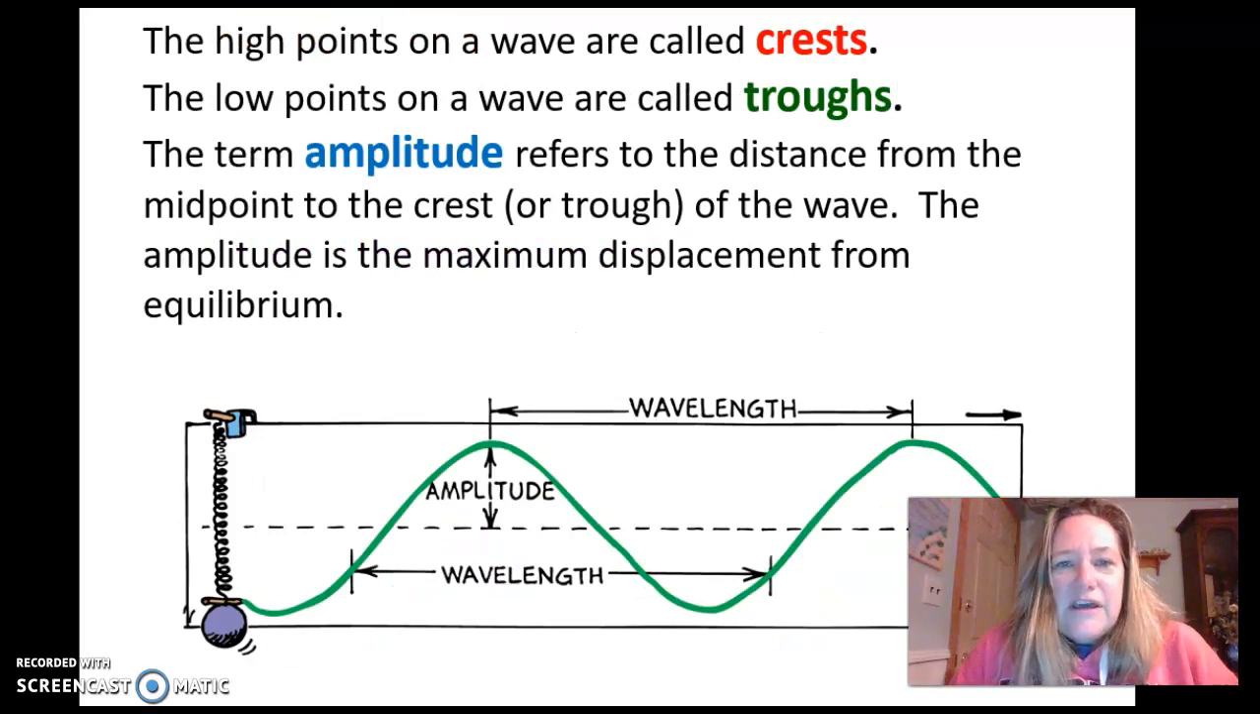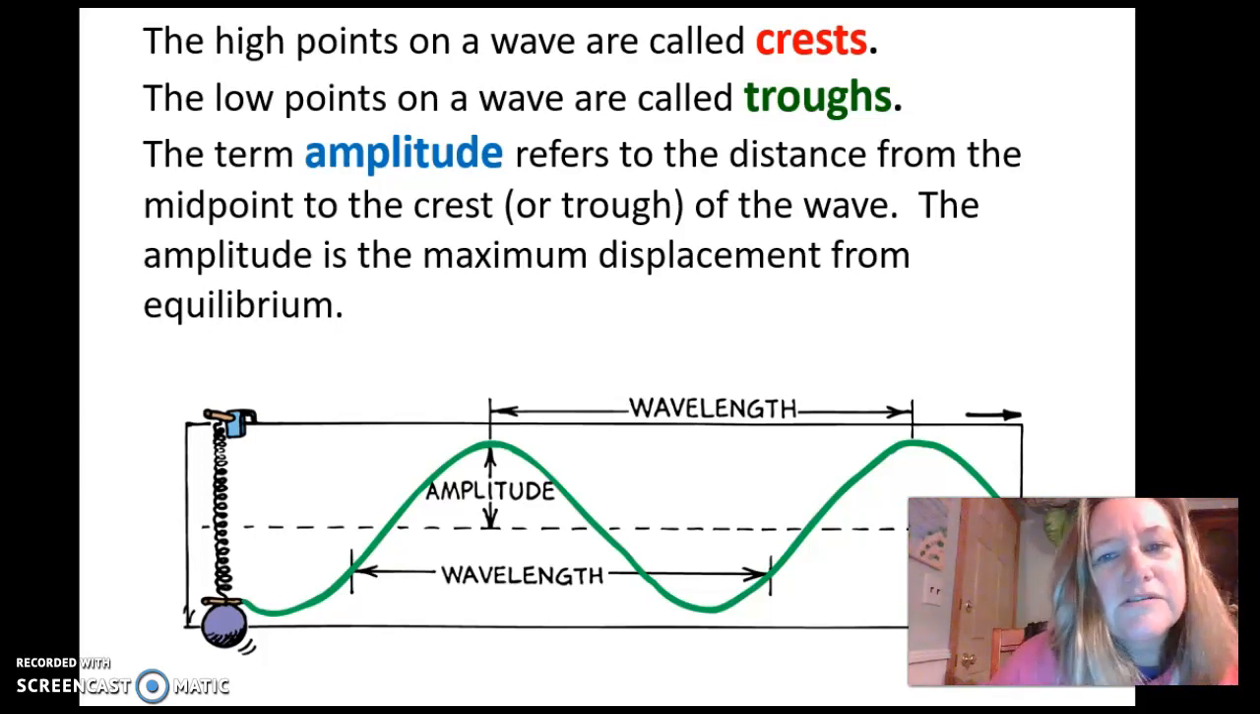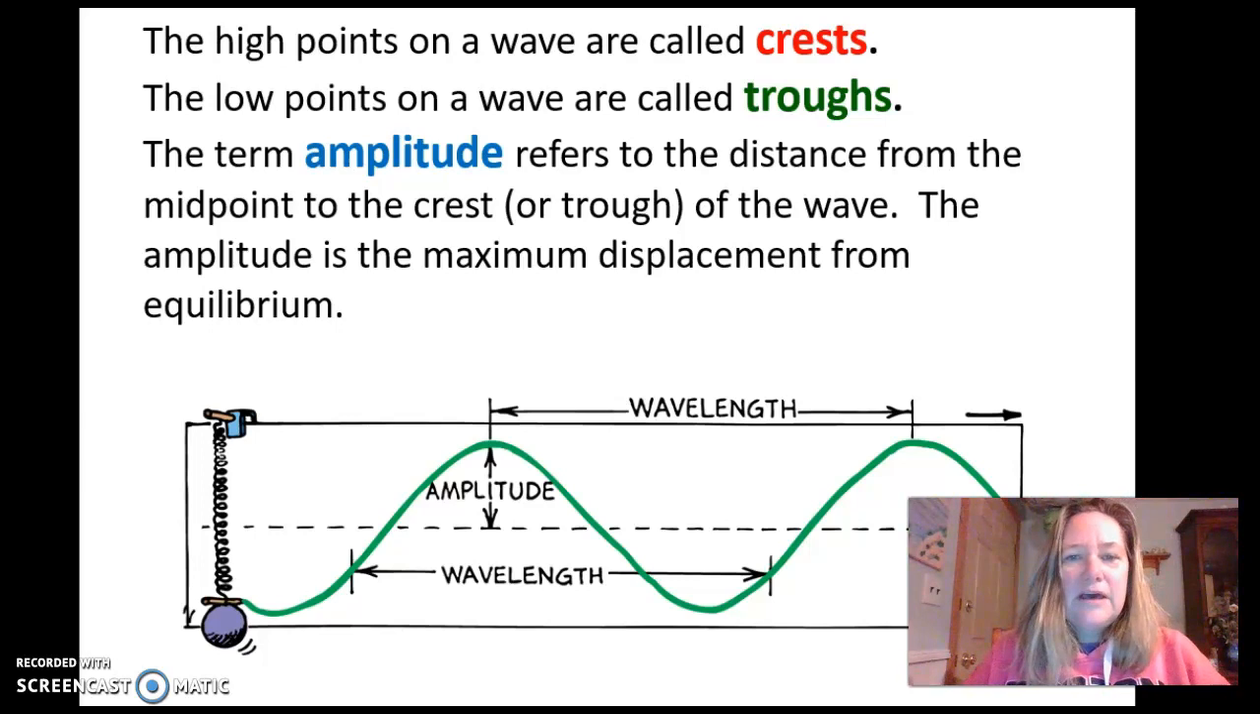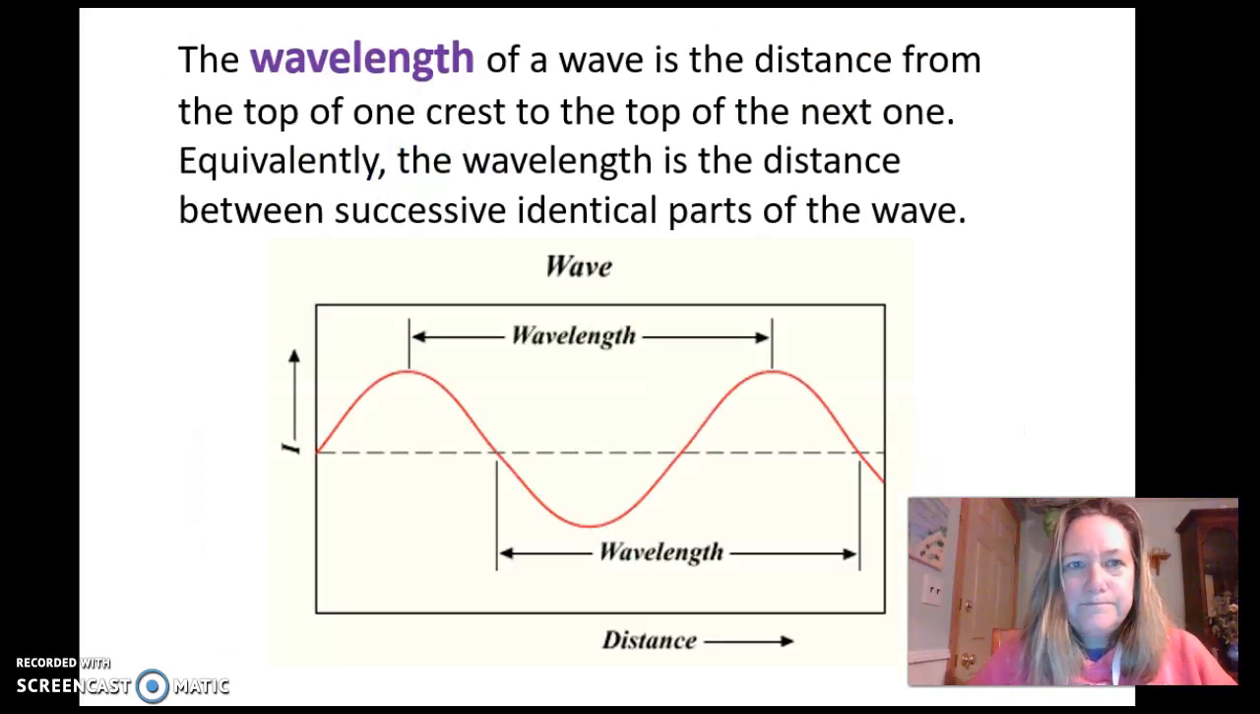So as I just said, the height is called the amplitude, and it refers to the distance from the midpoint to the crest, from equilibrium. Notice that middle line. The wavelength of a wave is the distance from the top of one crest to the top of the next one. Equivalently, the wavelength is the distance between successively identical parts of the wave. So however you want to measure it, from bottom to bottom, top to top.